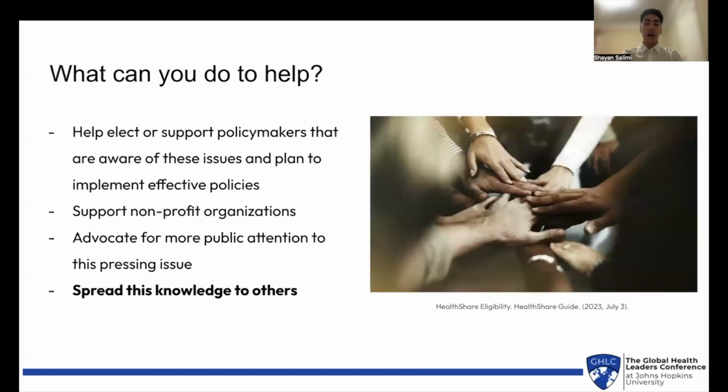So, what can you do to help? There are several ways to contribute, such as helping elect policymakers who are aware of and plan to focus on tackling the obesity epidemic. You can also support local nonprofits in advocating for more attention towards this issue, or even, at a very basic level, spreading this knowledge to others, to family, friends, and anyone you find. Together, our collective efforts can drive change and help contribute to a healthier world moving forward.